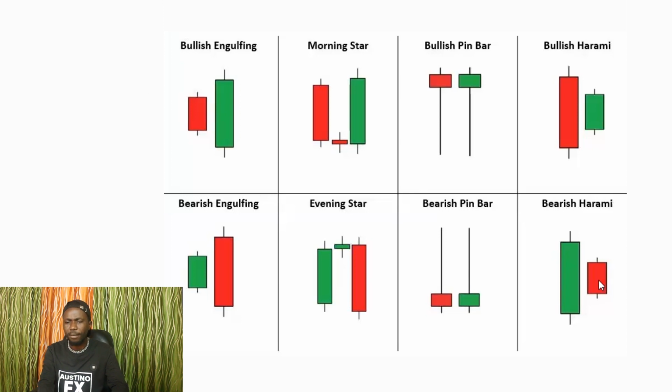So the last one we have here is what we call the bearish harami. The bearish harami is also the opposite of the bullish harami. In the bearish harami, the price was formerly in an uptrend, and when the price got to a resistance level, instead of a new price opening at the close of this green candle, there was a gap down. So there was a gap down and a new price opened, which is the red.